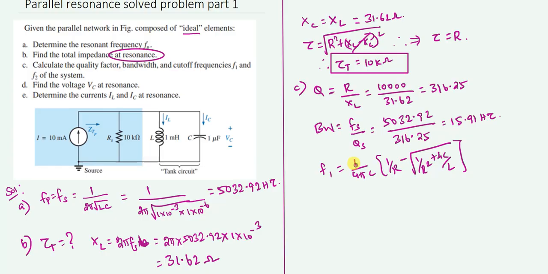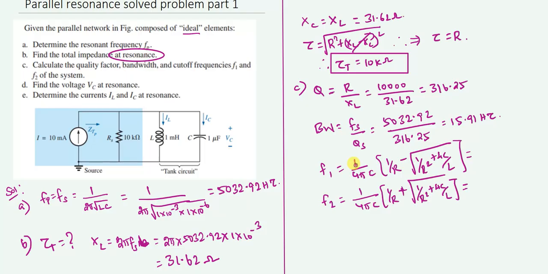Now you substitute the values of capacitance C or L, you get the value of F1. Similarly, to find the value of F2, which is 1 divided by 4 pi C into 1 by R, minus, it is plus here, square root of 1 divided by R square plus 4C divided by L, which is equal to. So this is the value of F2 whenever you substitute the values and simplify. So take it as a homework.